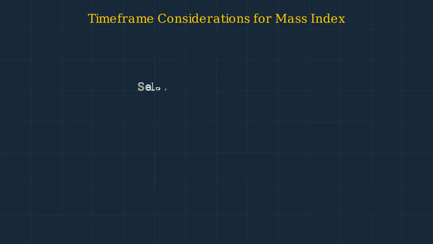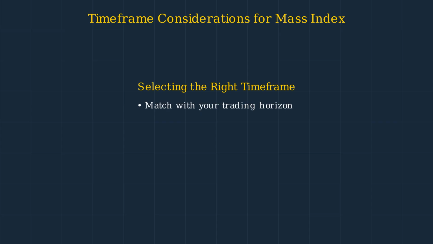When selecting the appropriate time frame for mass index analysis, consider these important factors. First, match the time frame with your trading horizon. Short-term traders should focus on intraday to daily charts. Consider market volatility. In highly volatile markets, longer timeframes may filter out noise better. Test your mass index settings on historical data across multiple timeframes to find optimal performance.